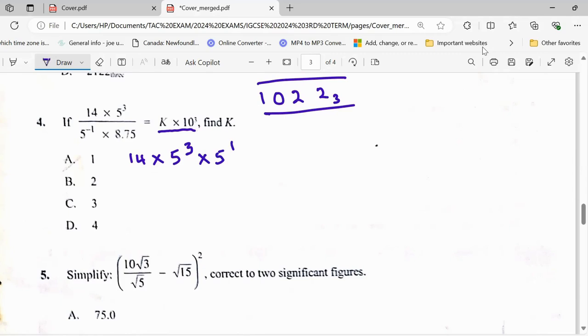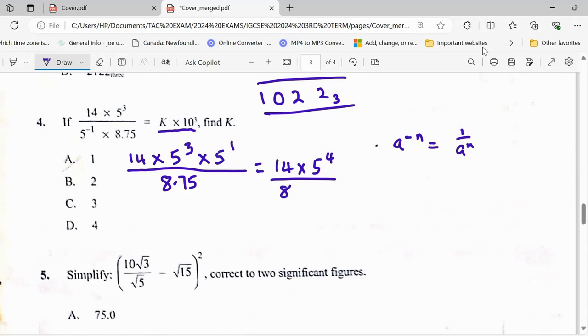It becomes, when this comes up, it turns to 1 because we are using the fact that a to the power minus n is 1 all over a raised to power n. So when this comes up, it turns to positive. Then we'll bring this 1 here and we have 8.75. So now evaluating this further will give me 14 times 5 raised to power 4 all over 8.75.